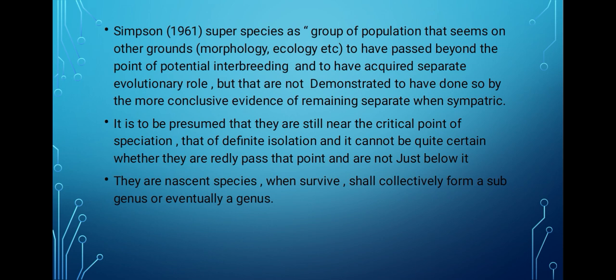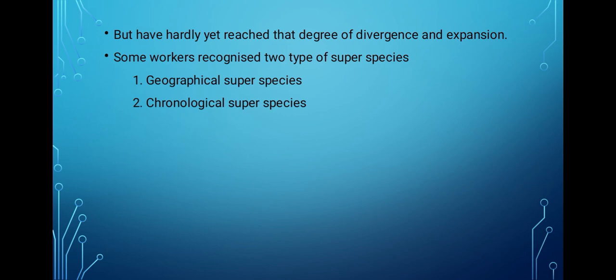Simpson defined a superspecies as a group of populations that seems on other grounds to have passed beyond the point of potential interbreeding and to have acquired a separate evolutionary role, but that are not demonstrated to have done so by the more conclusive evidence of remaining separate when sympatric. It is to be presumed that they are still near the critical point of speciation, that of definite isolation, and it is not quite certain whether they are really past that point and not just below it. They are nascent species which, if they survive, shall collectively form a subgenus or eventually a genus, but have hardly yet reached that degree of divergence and expansion.